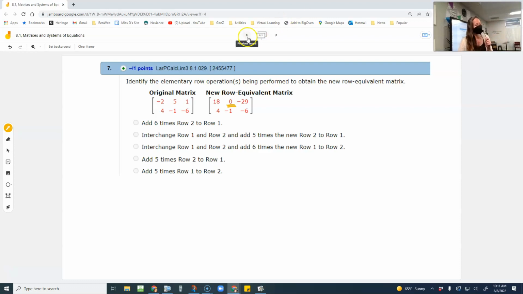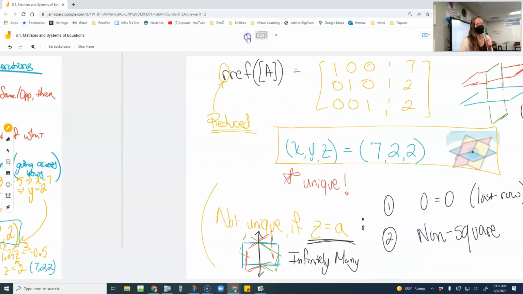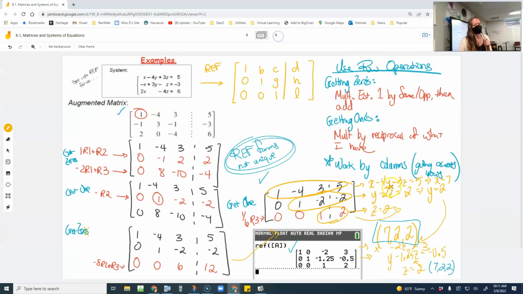Oh, guys, did you write this down? It was actually really, really important, which is why I wrote it off to the side. I made a big deal about it. I said it again today. How do you get a 0? From the system. Multiply a row with an established 1 by the same but the opposite, then add.